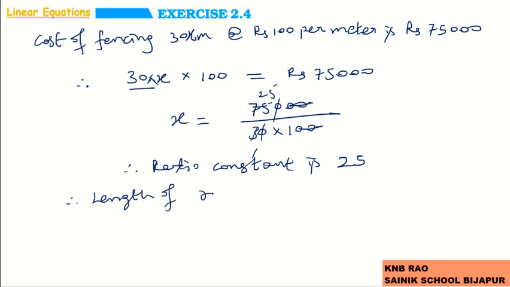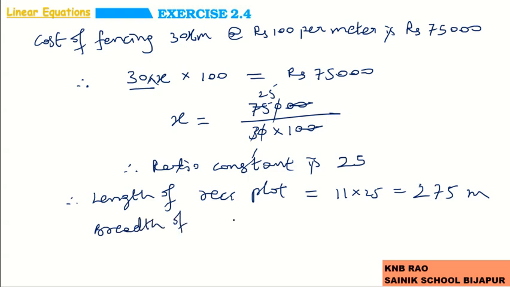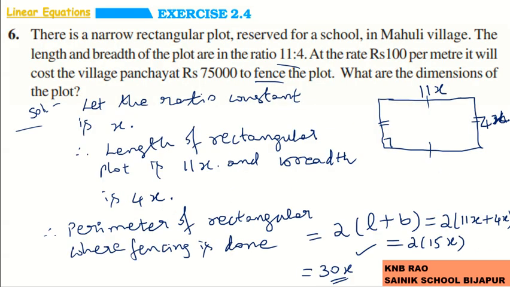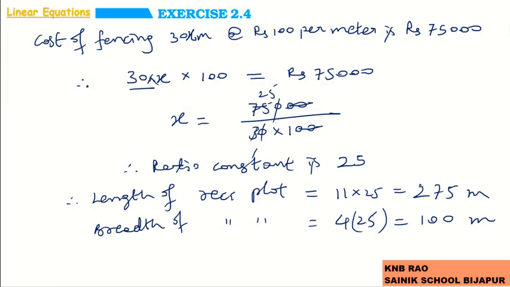Therefore, length of the rectangular plot is 11 times 25, which we can find now, 275 meters, and breadth of the rectangular plot is 4 times 25, which is nothing but 100 meters. So this is what we are asked to find, the dimensions. We found the dimensions, that is 275 meters by 100 meters.